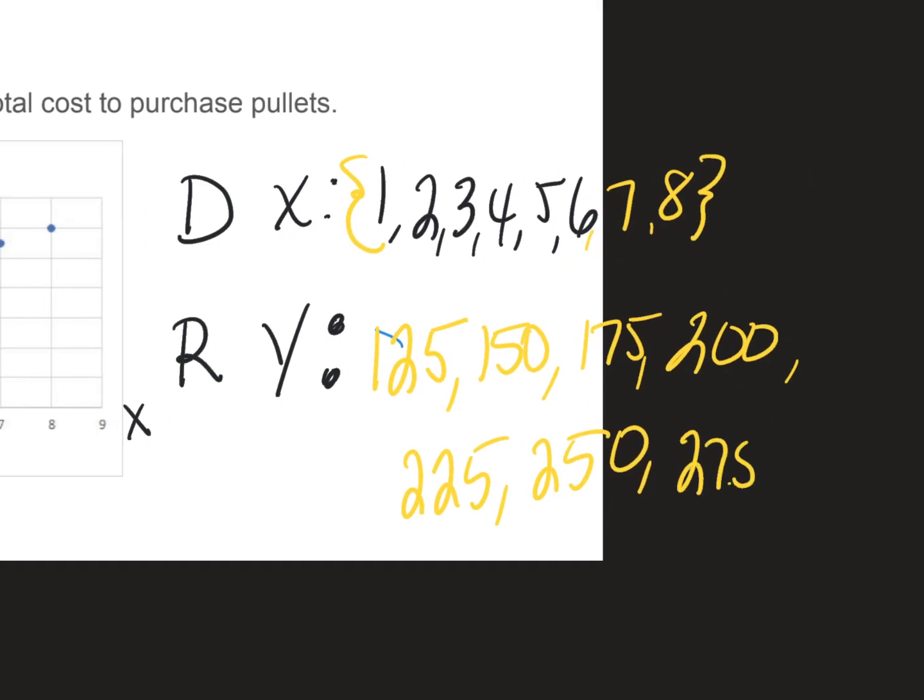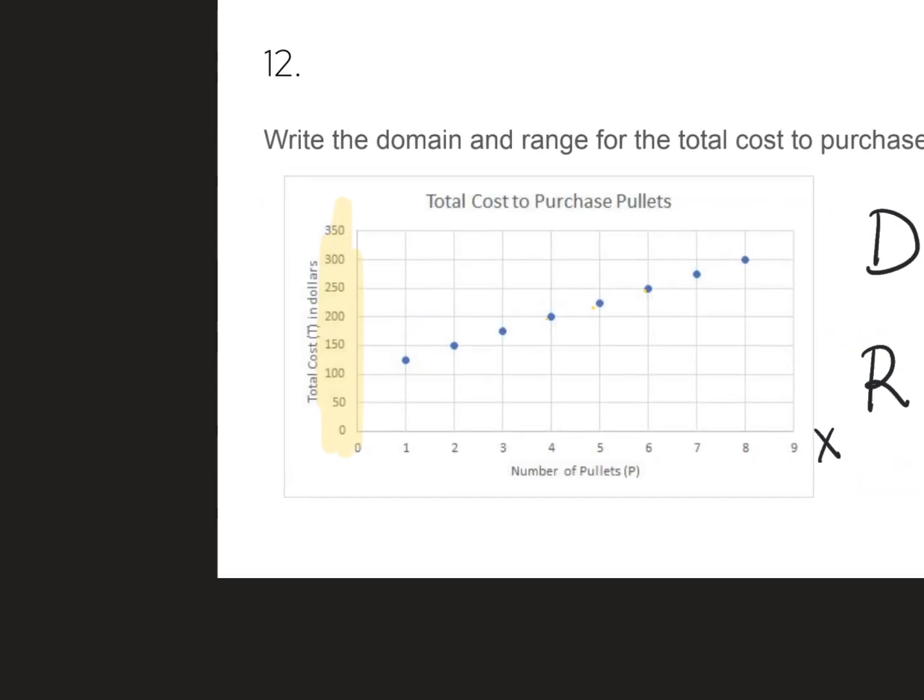The point being here is that when it is not a line, if it were a line like this, we would write it completely different. But when it is a list of points, you are literally listing each value, smallest to largest, depending upon whether you're looking at the x or the y. Right.